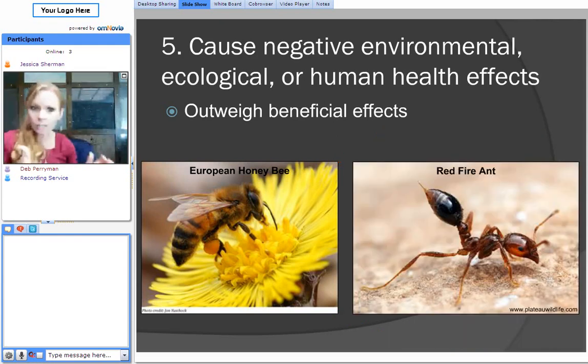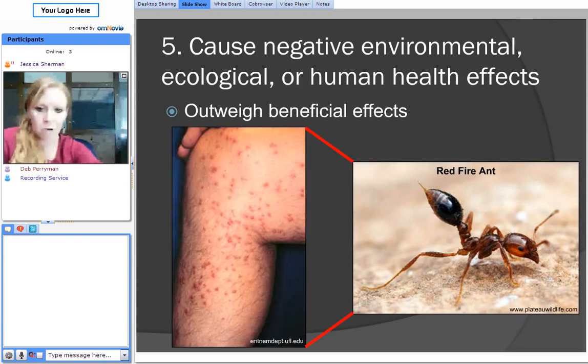Now, contrary to that, we have the red fire ant. And these guys can sting people just like honeybees can. And these came from South Africa. But we don't really have a beneficial effect from them. What we actually see is they are very aggressive. They kill a lot of native insects, and they can attack pets and humans if you encounter their hives, and they have a very painful sting to them.